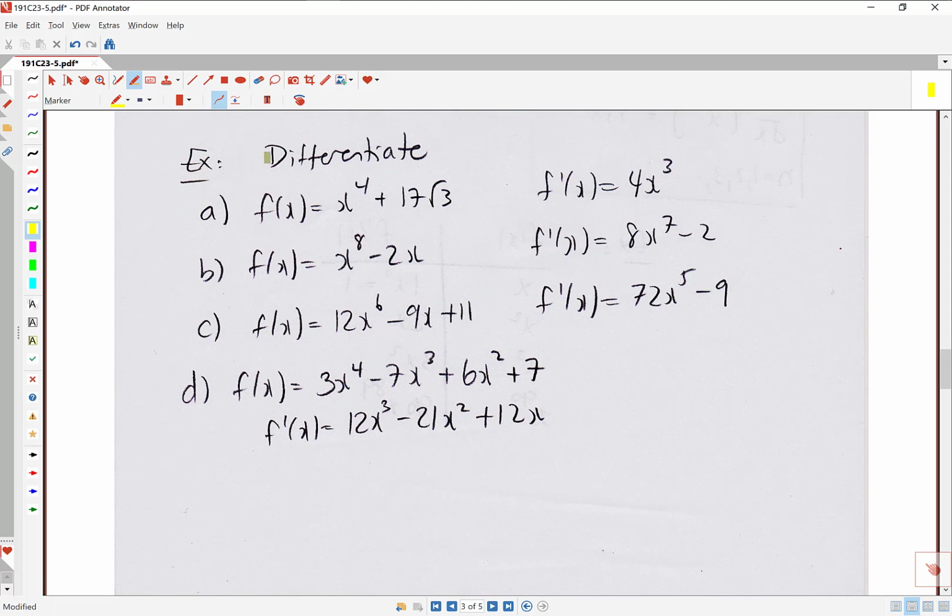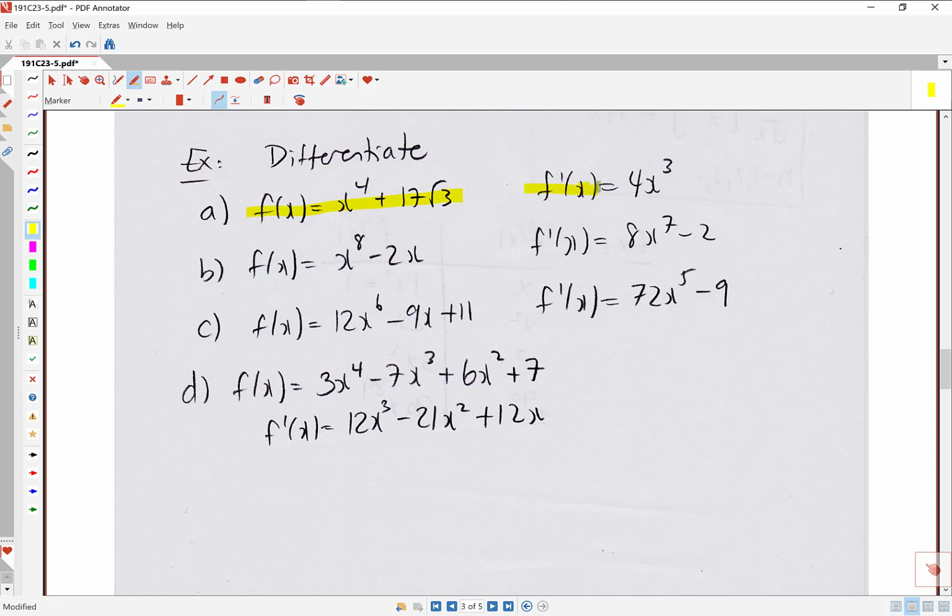The question is just asking us to differentiate. So that means just take the derivative, and in each case they're going to give us a function. We'll take the derivative. So part A, the function is x to the 4th plus 17 root 3. We're going to call our derivative f prime of x, just because we're getting used to that notation.